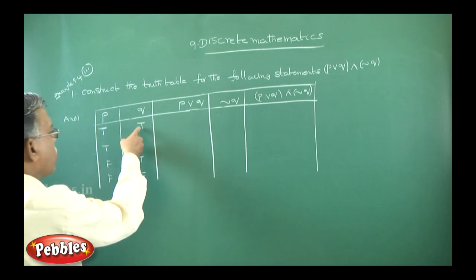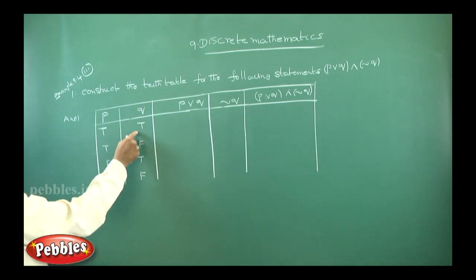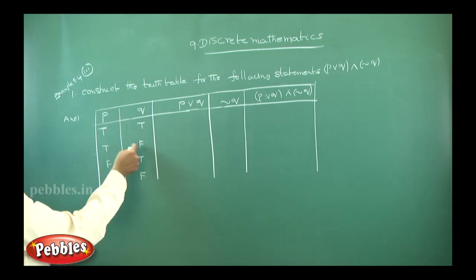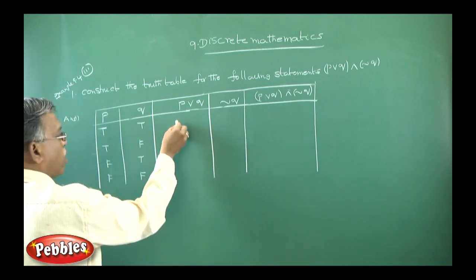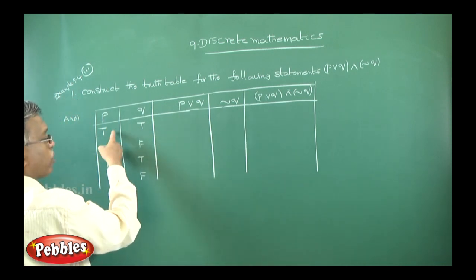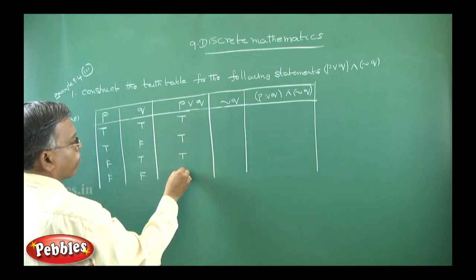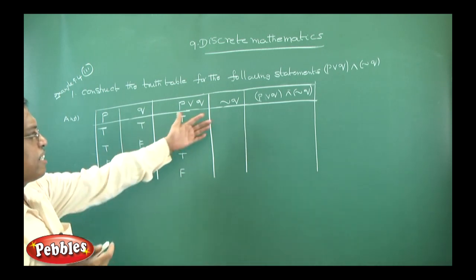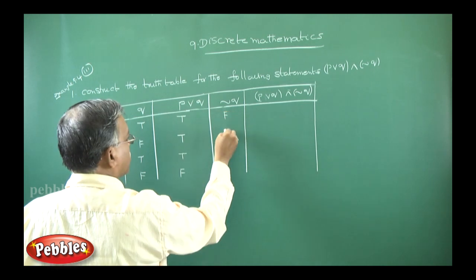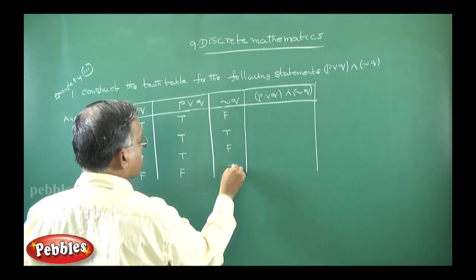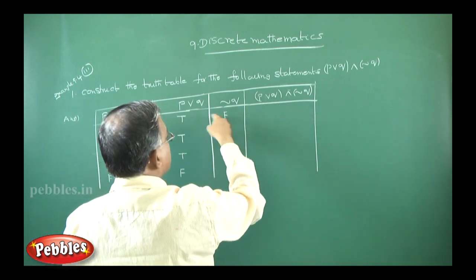First P, Q. I already told this is the way you should remember. True, true, this combination will not change. True, false, false, true, false, false. Now P or Q means at least one value is true, it is true. So true, true, true, false. That's it. Then negation Q. What is negation Q? Opposite to this one: false, true, false, true.